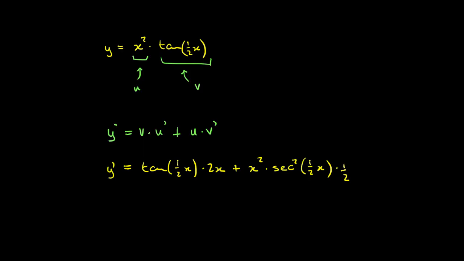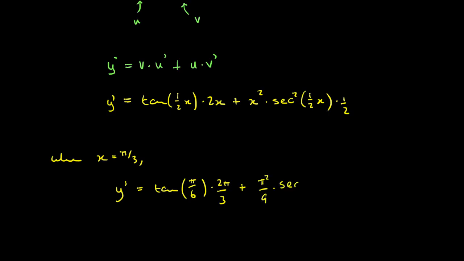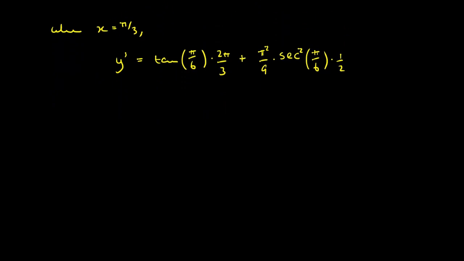Okay, so our starting point is when x is equal to pi by 3. So when x is equal to pi by 3, then y prime, or dy dx, we're just going to substitute in now. So we're going to get tan of pi by 6 times 2 times pi by 3 plus pi squared upon 9 times sec squared pi by 6 times a half.